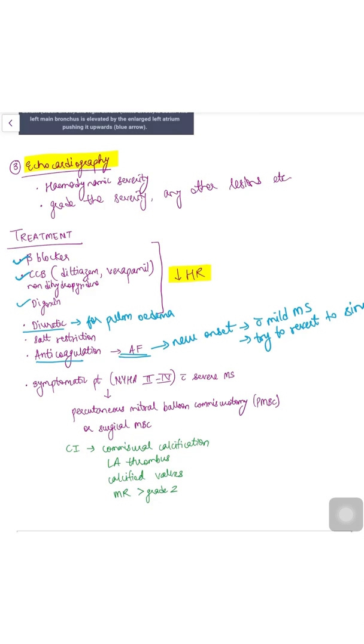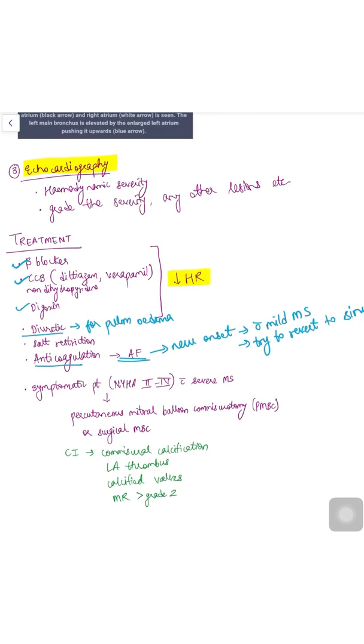As for the surgical management, a symptomatic patient, that is NYHA grade 2 to grade 4 with a severe MS, should undergo a balloon valvotomy, or now it's known as a percutaneous mitral balloon commissurotomy. There are a few contraindications to this, like if there is a commissural calcification, LA thrombus, if the leaflets are calcified, right? If the leaflets are not pliable, they are not free if they are calcified, and if there is a MR of more than grade 2. That's a contraindication to do a percutaneous mitral balloon commissurotomy.